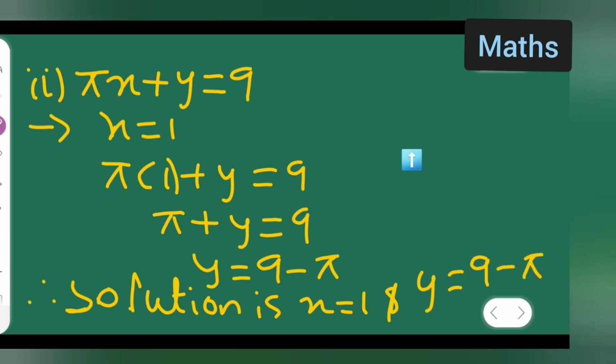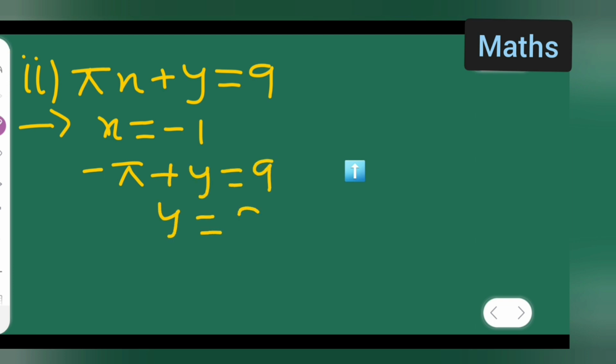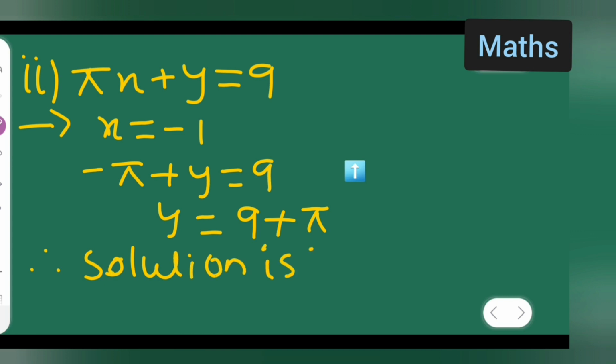Okay. Next, let us find the third solution, that is pi x plus y is equal to 9. Replace x by minus 1. So I will get minus pi plus y is equal to 9. So what I am going to get is y is equal to 9 plus pi. Therefore, the solution is x is equal to minus 1 and y is equal to 9 plus pi.